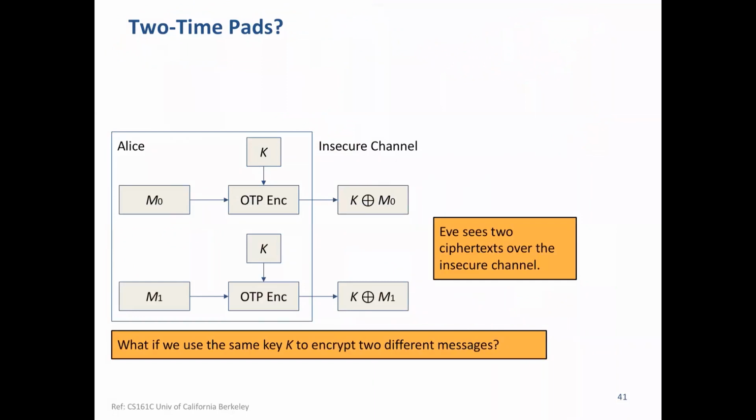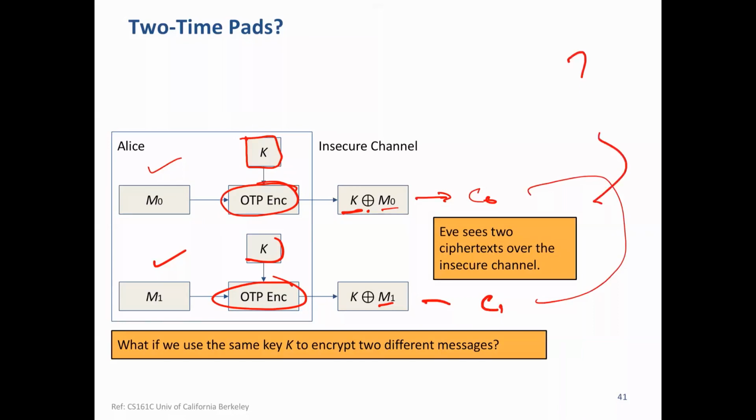Okay, so use the same key twice. Alice receives 2 messages, M0 and M1, which she encrypts using key K. What she has is K exclusive OR M0, and the second message is K exclusive OR M1, because the key is being used twice on different messages. So Eve sees the ciphertexts, let's call them C0 and C1, over the insecure channel. Now looking at these two, can Eve find out something?